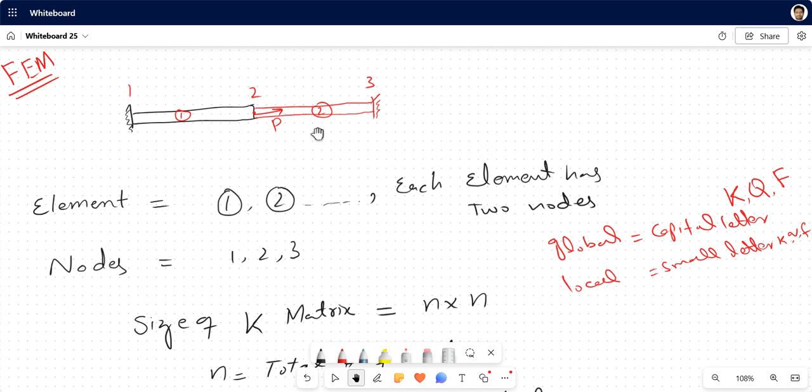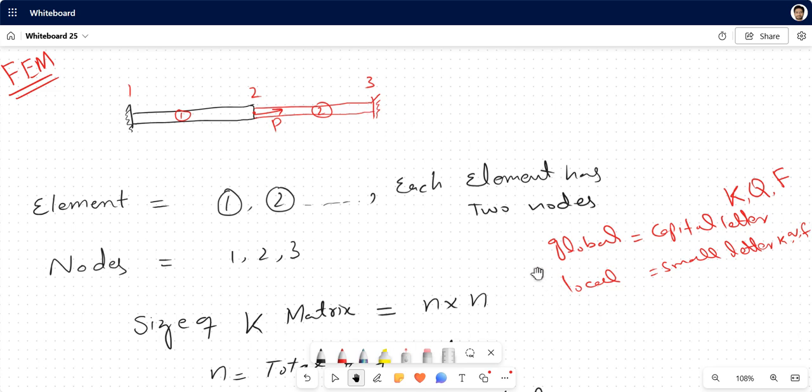In FEM, the basic thing you need to know is that the elements are represented with encircled numbers, while the nodes, which are important as well, are represented with simple numbers like 1, 2, and 3. You also need to remember that each element has two nodes. For example, element number 1 has two nodes, 1 and 2, while element 2 has two nodes, 2 and 3. So these are also important.